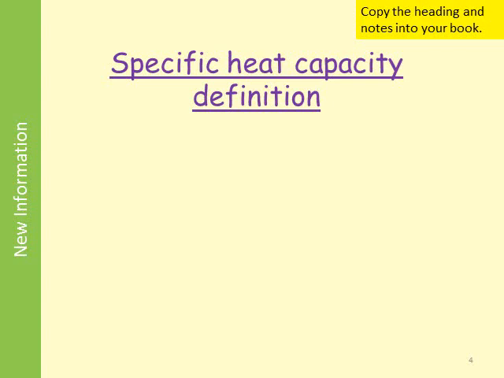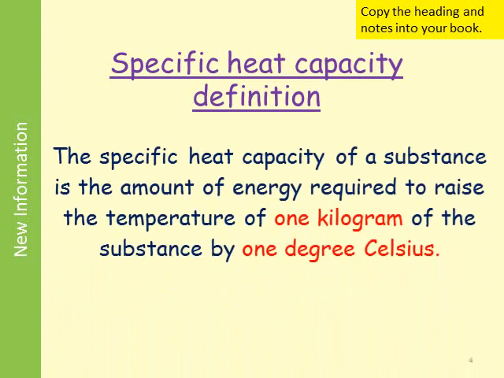So here's a definition of specific heat capacity. You might possibly have to recall this in an exam, so it's one of those definitions that you will have to learn. Now you can either pause the video here and write the notes, or use the presentation separately to make notes into your book. So the definition reads like this: the specific heat capacity of a substance is the amount of energy required to raise the temperature of 1 kilogram of the substance by 1 degree Celsius.